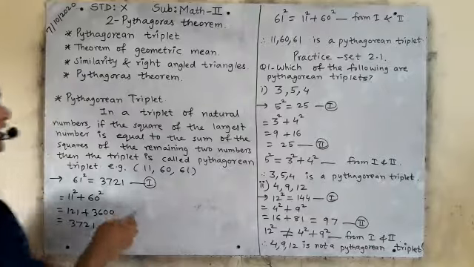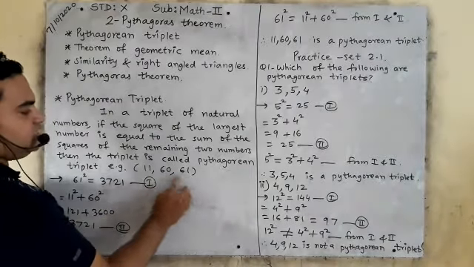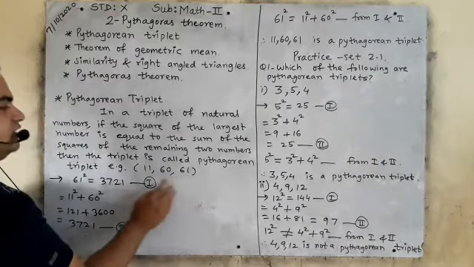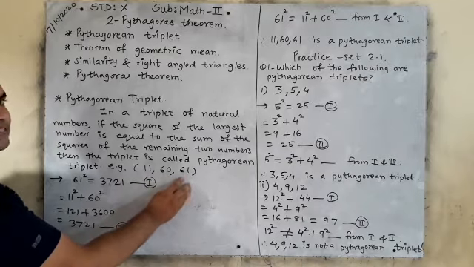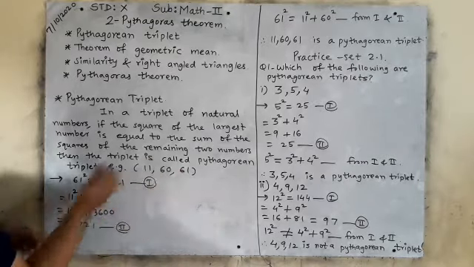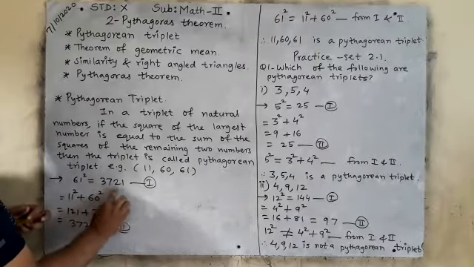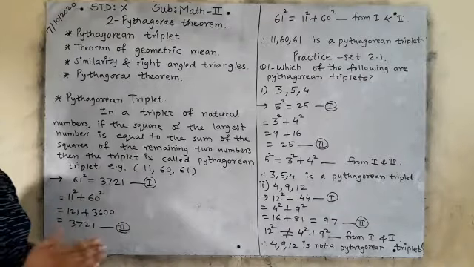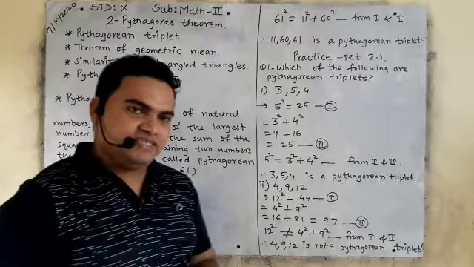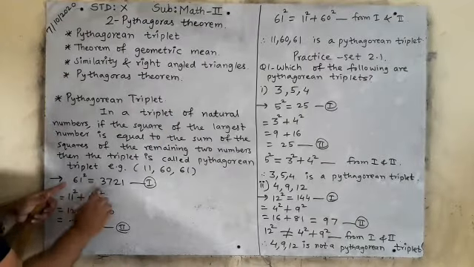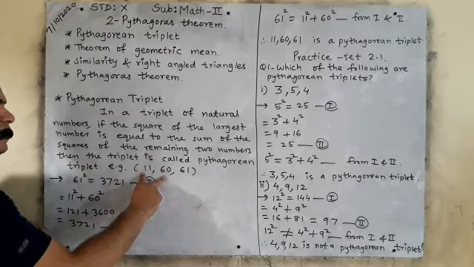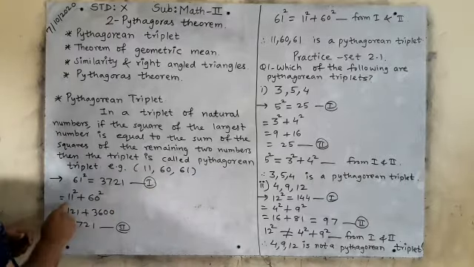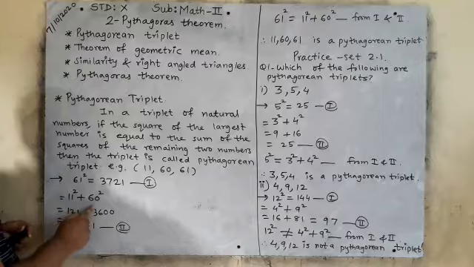For example, look here, these three are natural numbers, a natural triplet: 11, 60 and 61. 61 is the largest, right? So you will take first 61 square, that is 3721. How will you find it? Multiply 61 by 61. Is it clear? Now 61 square is 3721. That is your first answer. Which two numbers remain? 11 and 60. So you will take 11 square plus 60 square.